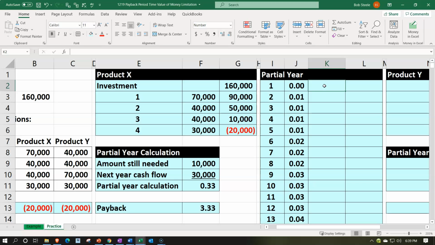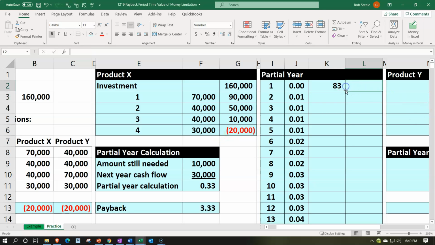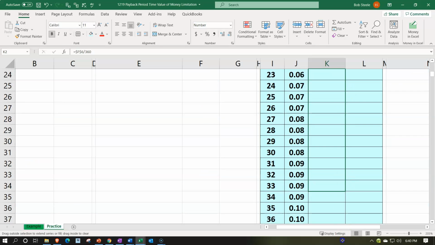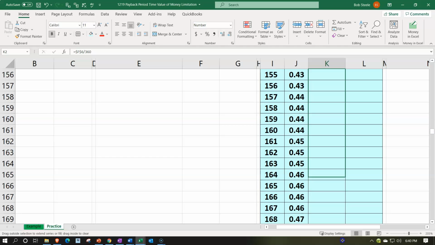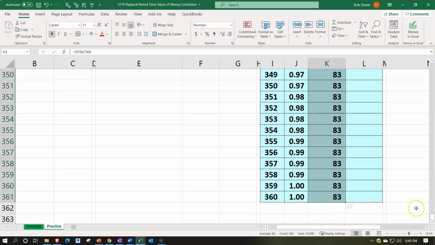And then we're going to take our 30,000 that we expect to receive evenly over the year divided by the number of days, 360. Let's go ahead and make this first one F4, so I can just copy it all the way down. So that cell, don't want it to move down. And then I'll just copy that down. Autofill, grabbing the fill handle, dragging it down to 360 right there.